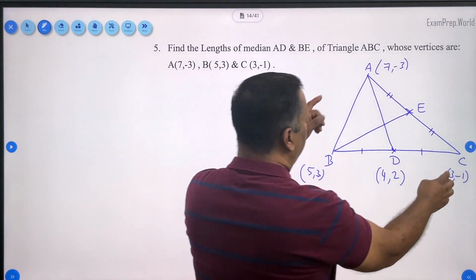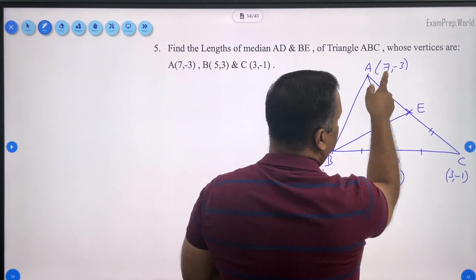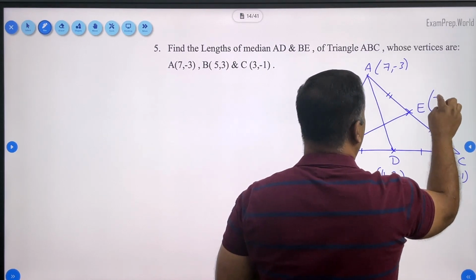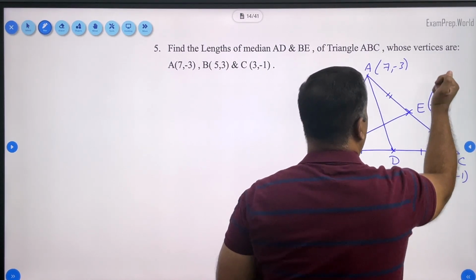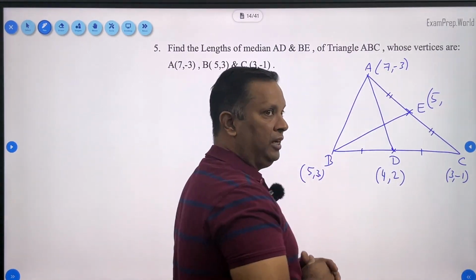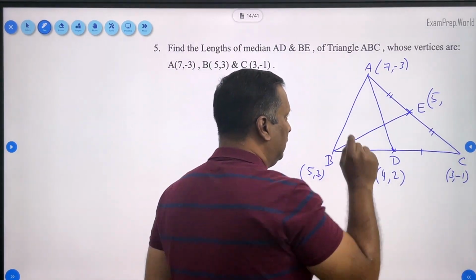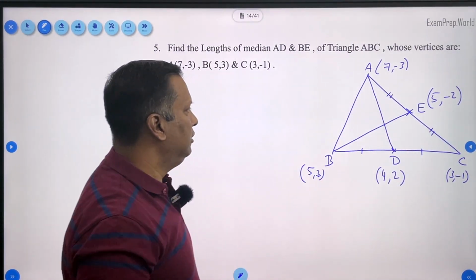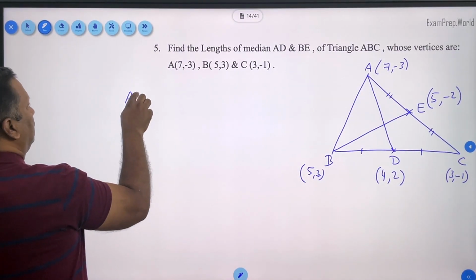And let's find the midpoint of AC. 7 plus 3, 10. 10 divided by 2 is 5. -3 plus -1 is -4. -4 divided by 2 is -2. So now we have the midpoints. So let's calculate the length of AD.